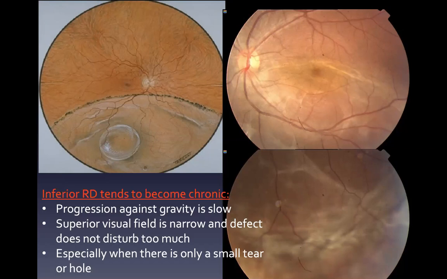But the superior visual field does not disturb us. Even if there is some problem in the superior visual field, it doesn't disturb us. So we may not feel it until it comes very close to our central visual field. Because of these reasons, inferior retinal detachments may come with the chronic retinal detachment, as you see here.